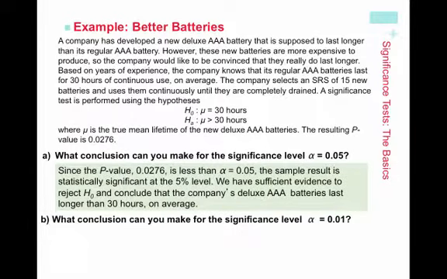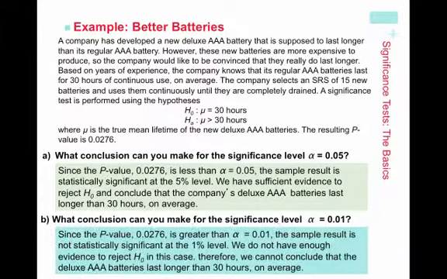Well, since the p-value is less than alpha, the result is statistically significant at the 5% level. We have sufficient evidence to reject the null hypothesis and conclude the company's deluxe AAA batteries last longer than 30 hours on average. If our significance level is alpha equals 0.01, 1% significance level, our p-value is greater than that, and we don't have enough evidence to reject H sub 0. Therefore, we cannot conclude that the AAA batteries last longer than 30 hours.